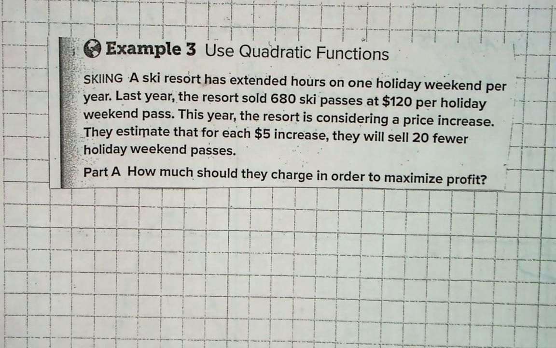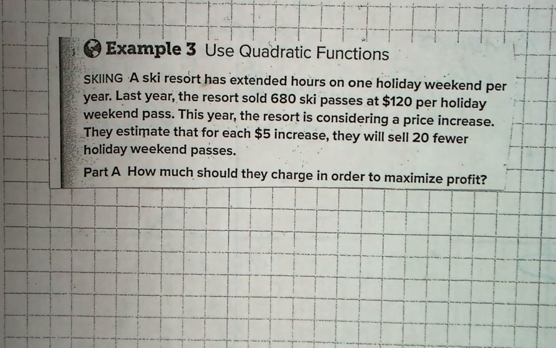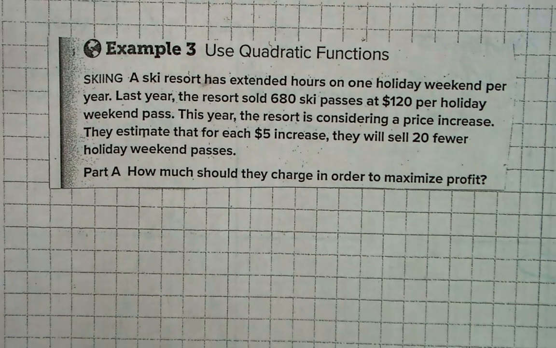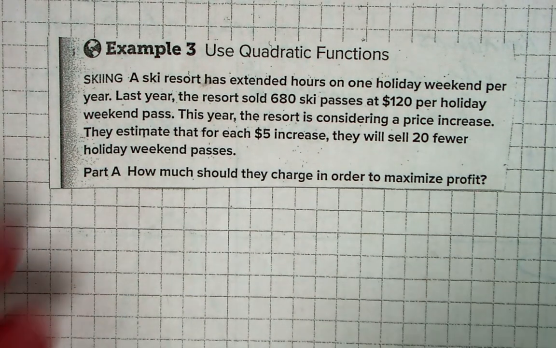A ski resort has extended hours on one holiday weekend per year. Last year, they sold 680 ski passes at $120 per holiday weekend pass. Stop. Don't do anything else. I'm going to do something here to get you guys familiar with what's going on. You don't have to do this every problem. Okay? But let me convince you what's going on.